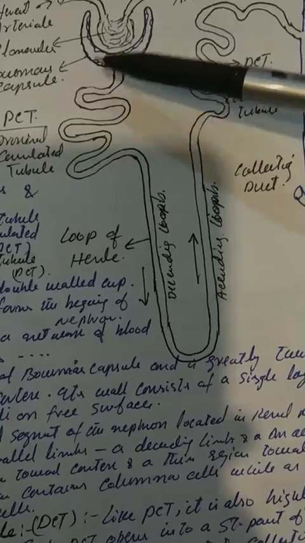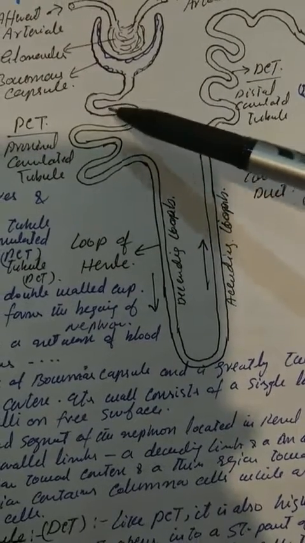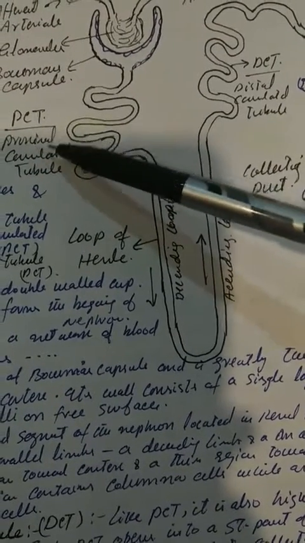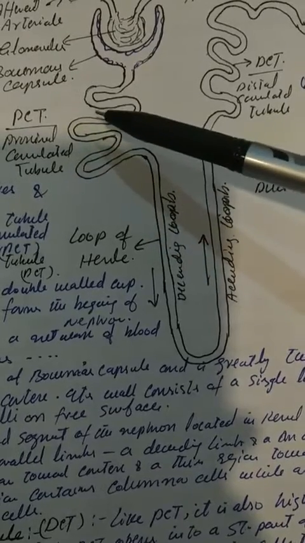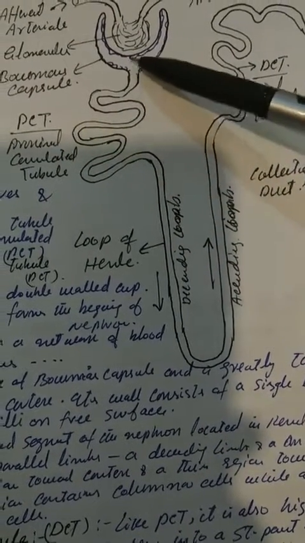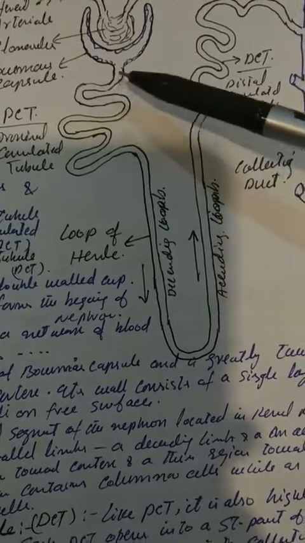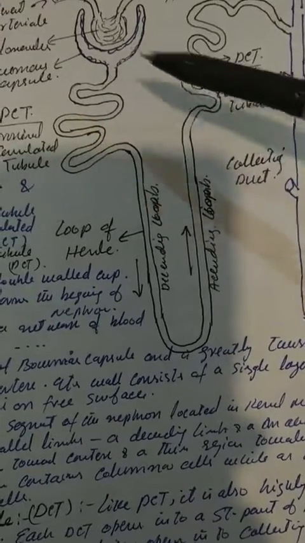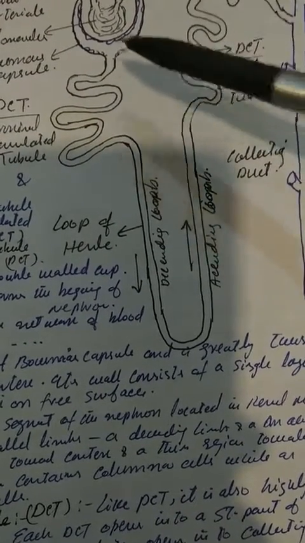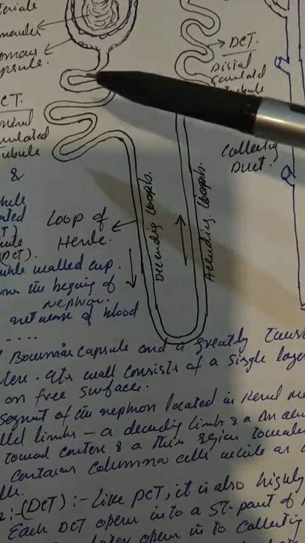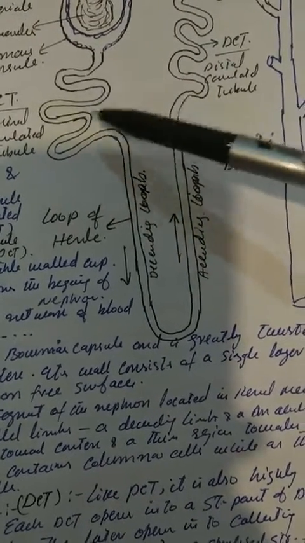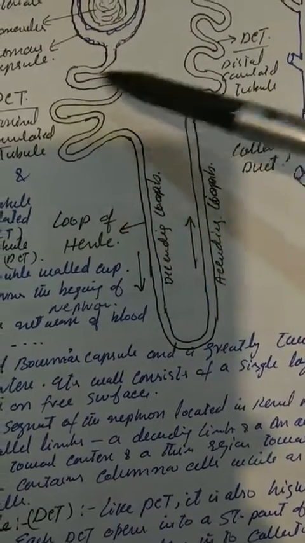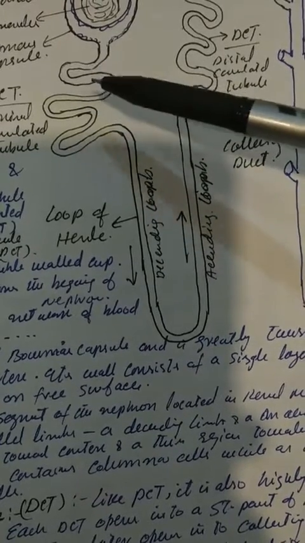Following this Bowman's capsule, the next part is this proximal convoluted tubule, abbreviated as PCT. This PCT starts from the neck of the Bowman's capsule, as you can see in this sketch, and is highly twisted. It also lies in the renal cortex like Bowman's capsule. Its wall consists of a single layer of columnar cells with microvilli on the free surface.